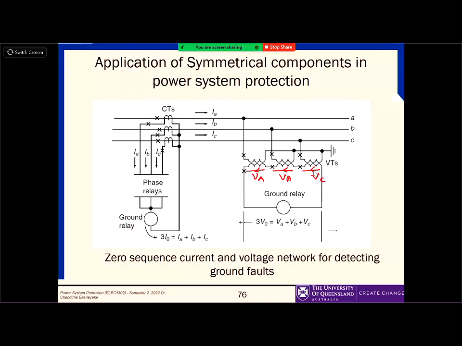The difference in the VT is that the primary is Y connected, and the secondary is delta connected, and the delta loop closing point is open, and then we measure the voltage across it. See, VA, VB, VC, and if we connect it back here, that forms the delta. But what we do is just open it, and then measure the voltage across it.